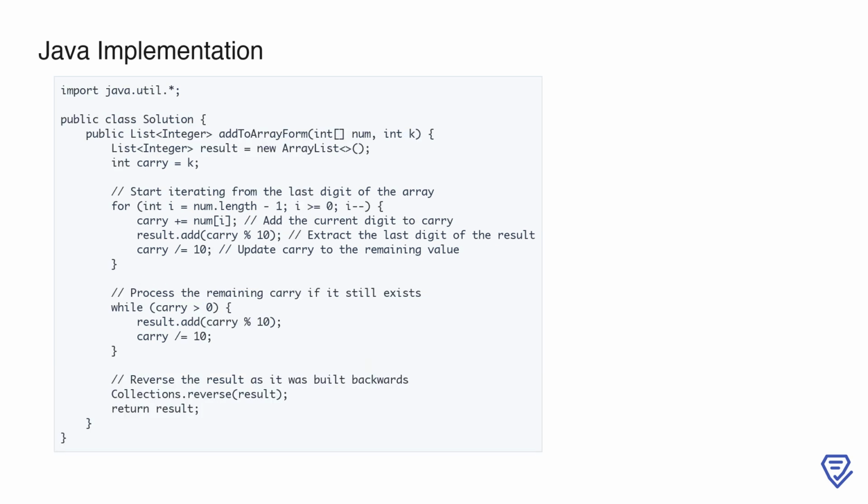This is the Java implementation of the add to array form of integer problem, mirroring the logic of the Python solution. The code uses an ArrayList to dynamically store the digits of the result while iterating through the input array in reverse. Carryover logic is applied to handle additions exceeding a single digit. Finally, the result is reversed before returning it, as the digits are appended in reverse order during calculation. Key differences from Python include explicit type declarations and the use of Java's Collections utility to reverse the list.